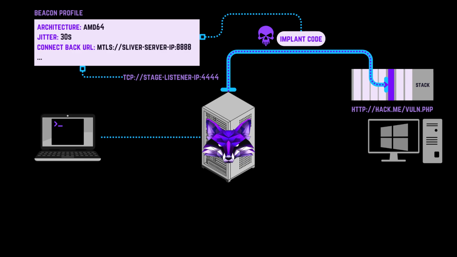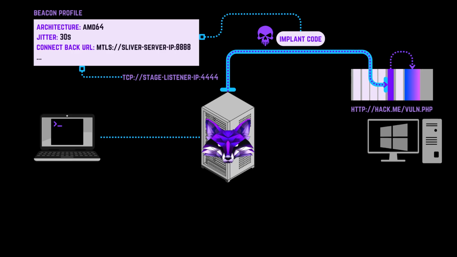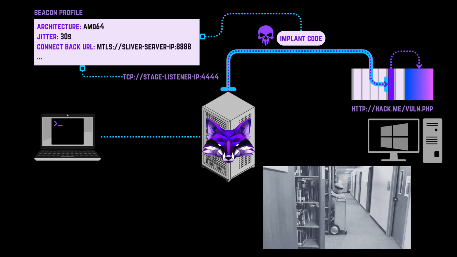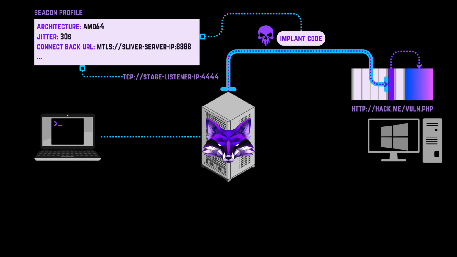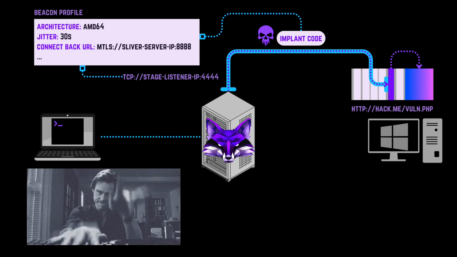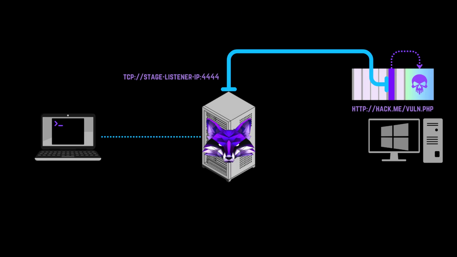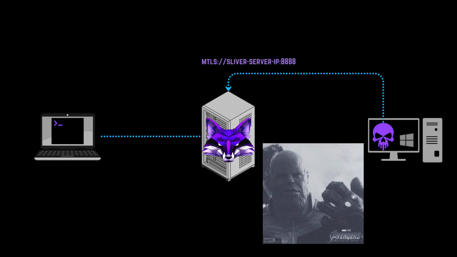In order to determine the implant characteristics, the stage listener is attached to a profile that defines how the implant code will be generated, such as architecture, jitter values, and connectback URL. While the implant code is being sent to the victim, it is being written to memory in another region. This is what makes it stealthier, as it never touches the disk, as opposed to the previous section, where we have an implant binary that is run on the victim terminal. Once the implant code is fully constructed in memory, the stager will pass the control to the implant code. The fully constructed implant will now connect back to Sliver server, forming a beacon.